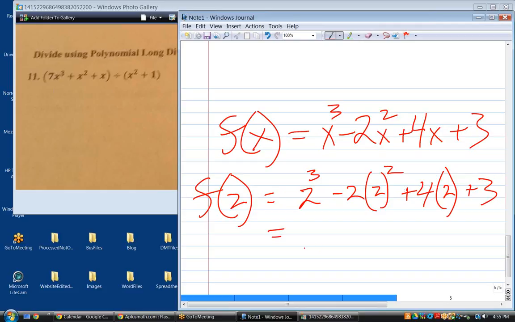So now simplify. So 8 minus 8 plus 8 plus 3. Equals what? 11. Okay.